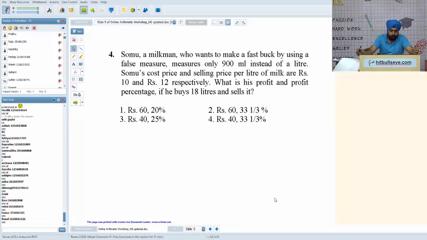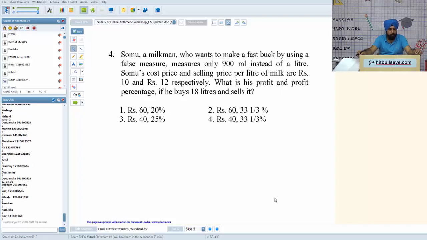This one. It's a question on alligation and mixture. Simple ratio, profit and loss, you can also call it. So read it and answer it. Okay, 5-6 answers have come. Right students, it's not that tough a question. So shall we solve it?